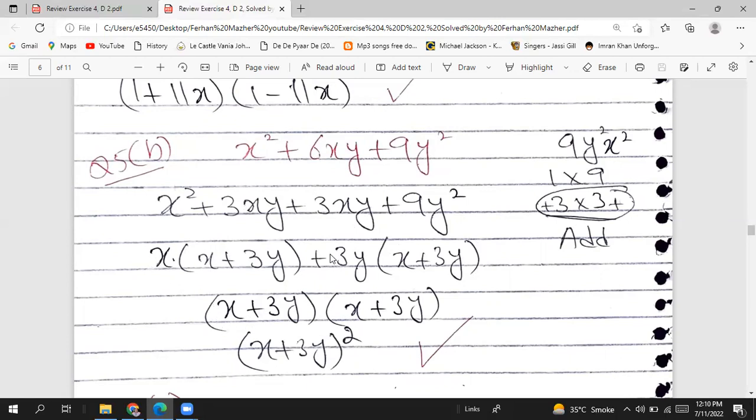From here, you are left with the x. From here, you are left with the 3y. And you can see these two brackets are exactly the same. So this can be written as x plus 3y whole square. So this is how you will do question number 5, its B part.